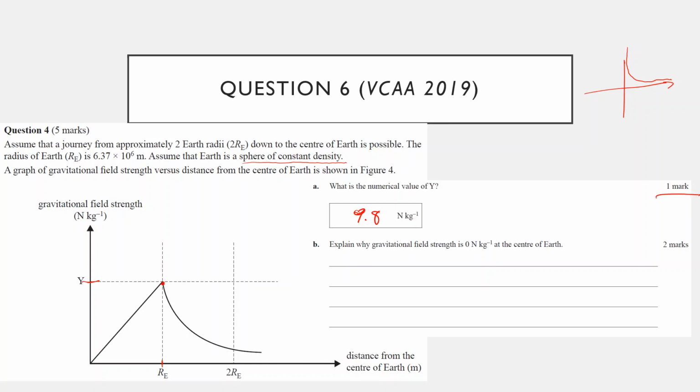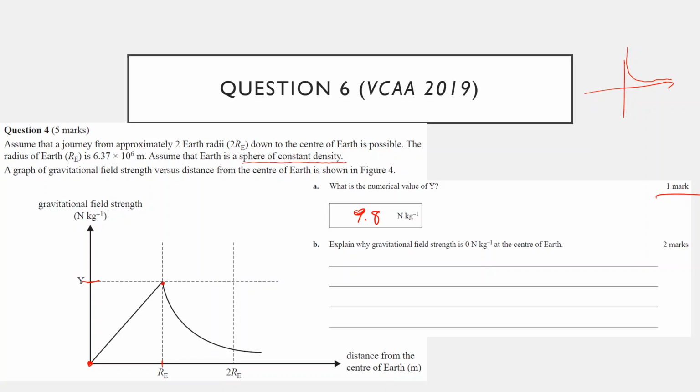That's it. Part B. Now, this question lots of people got wrong. I think something like 80% of people managed to get 0 marks for this part B. You can go and read the examiner's report and see why. But it says, explain why the gravitational field strength is 0 newtons at the center of the Earth. So that's this point right here.